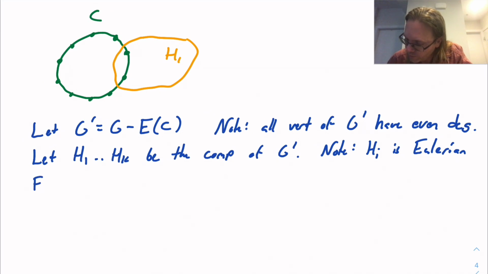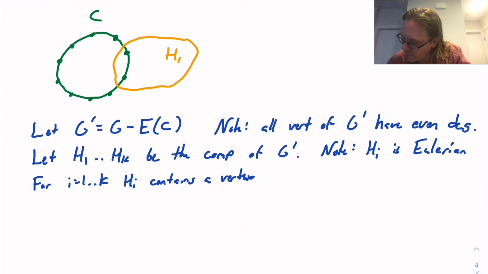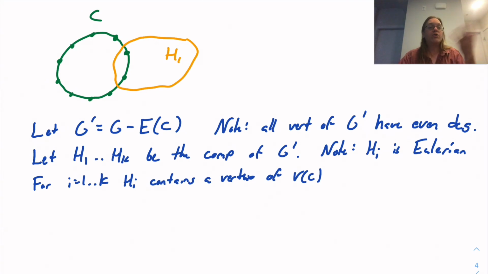Actually, let me write it like this. For i equal 1 up to k, Hi contains a vertex of our cycle, and I'll choose one such vertex and call it xi.